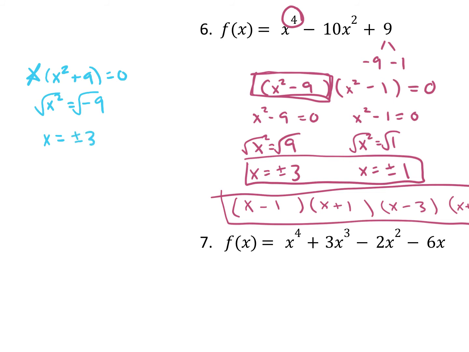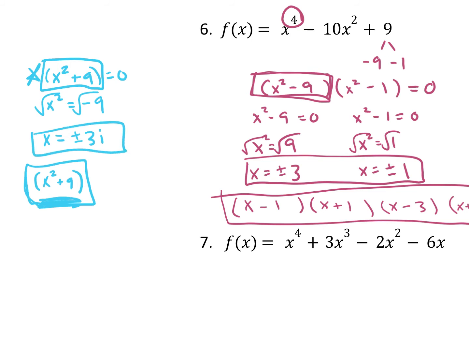Plus or minus 3i. But when I write that in my factored form, if it's irreducible over the reals, I can't put i in here because it has to be real. So I would go back to this step here where I had x squared plus 9. That would be how I leave it in the factored form. But this would be one of my zeros.